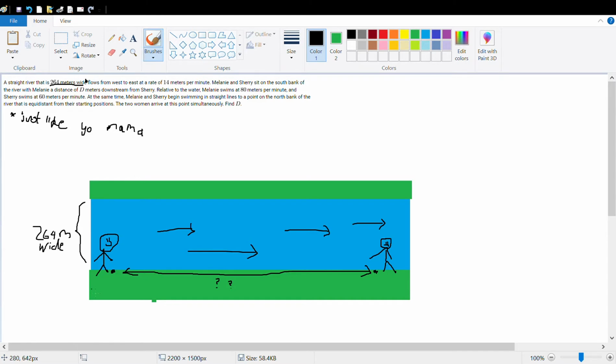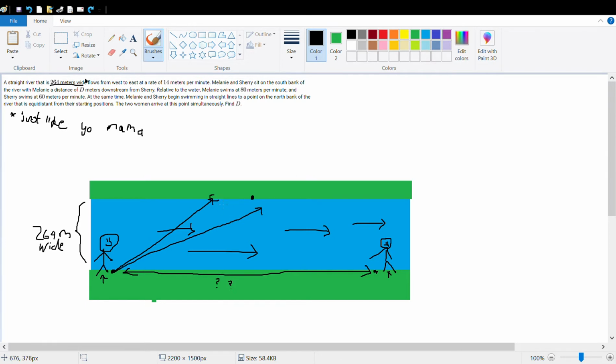So we have two people, Melanie and Sherry. Wait, no, that's not Melanie. Whatever, it doesn't matter. They both have to swim to this special point, but the problem is there's a current. So this person actually has to aim right here, because the current is going to push them the rest of the way. Similarly, this person also has to aim right here, since the current is going to do the rest of the work.